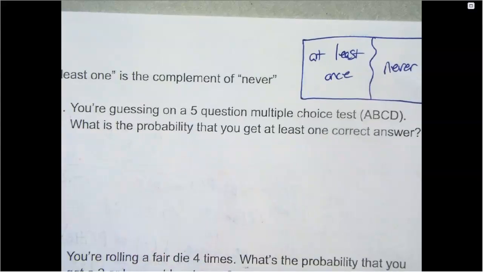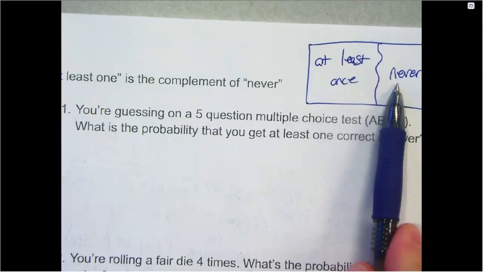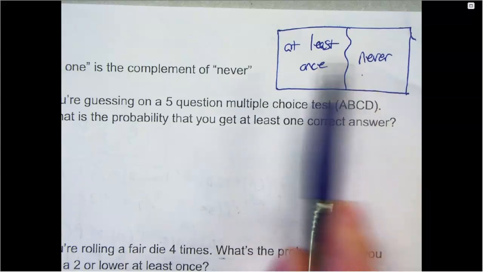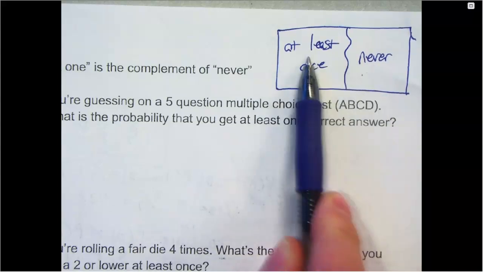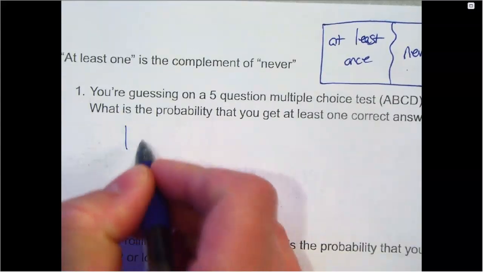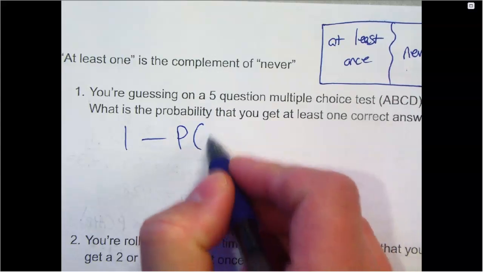So one way to do this, which we're not going to do, is to find the probability I get 1 correct, plus the probability I get 2 correct, plus the probability I get 3 correct, and so forth. I don't want to do that. That's a pain and it's hard. So what I'm going to do is find the probability I get none correct, and then do 1 minus that answer. So I'm going to find the probability that I get 0 correct. So I'm going to do 1 minus the probability of 0 correct.